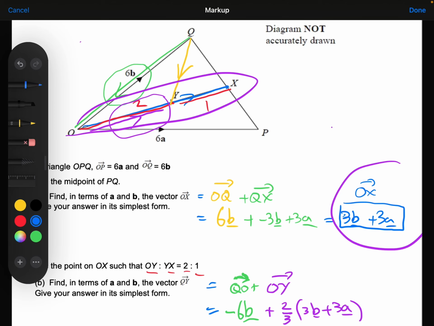Now, just to simplify that, we've got the 2/3 of the 3b, which is 2b, which will then be added to the minus 6b. And then we've also got the 2/3 of the 3a, which is 2a. And so this is my answer for QY.